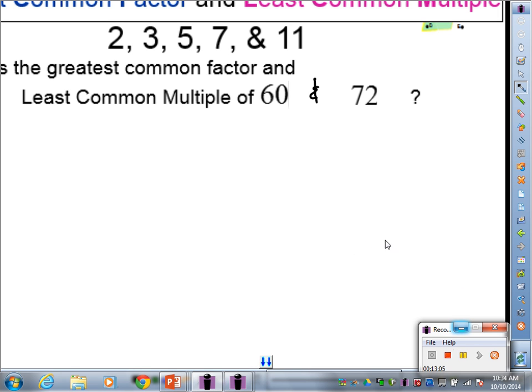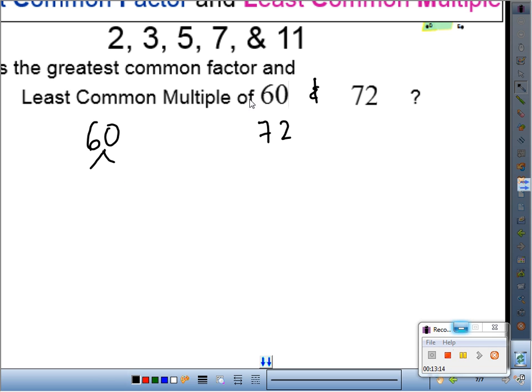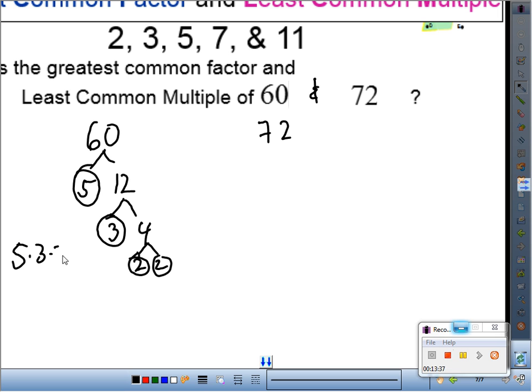Here we go. We've got 60 and we've got 72. Start me off with 60, Andrea. Which one of these divides into 60? 5 times 12. That is correct. How about the 12? 3 times 4, and the 4 becomes 2 times 2. My factors are 5 times 3 times 2 times 2. Hands up if you got that so far. That is correct.